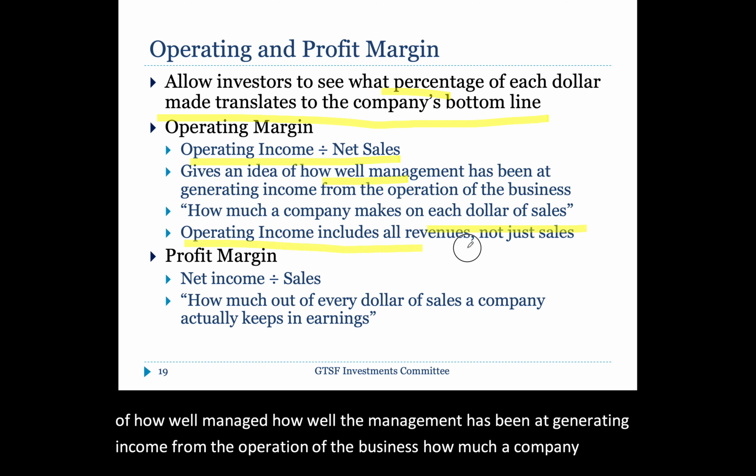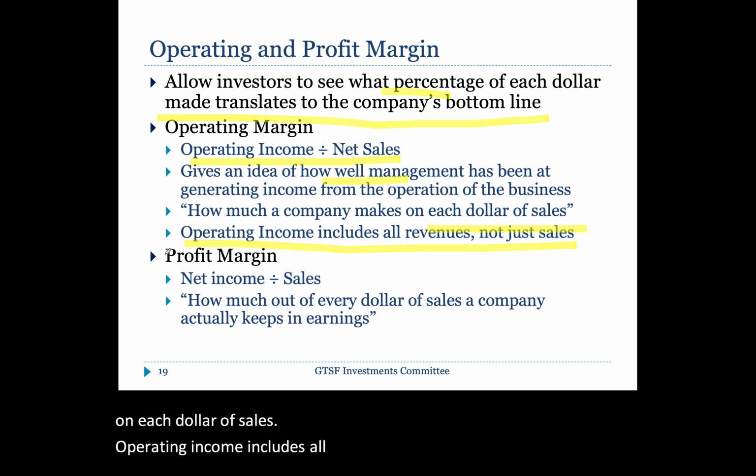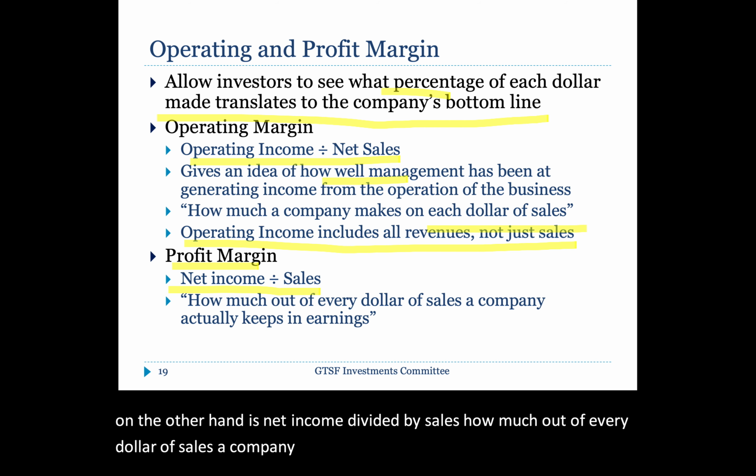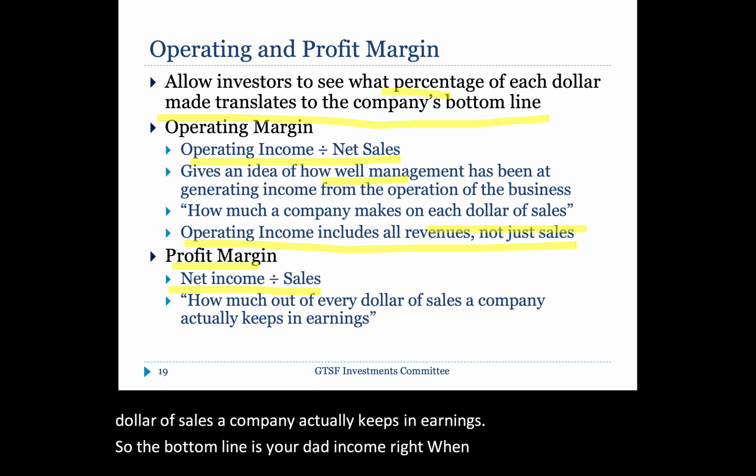Operating income includes all revenues, not just the sales. Profit margin, on the other hand, is net income divided by sales: how much out of every dollar of sales a company actually keeps in earnings. So the bottom line is your net income, right? When people say bottom line, they mean net income.